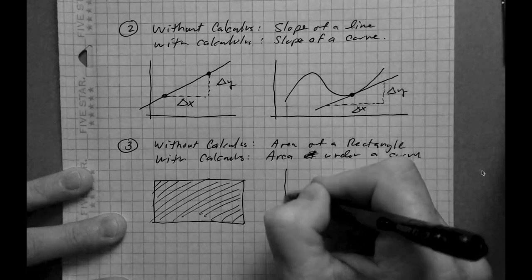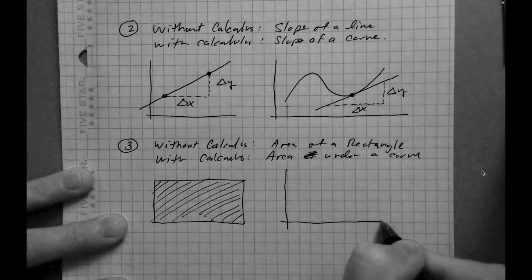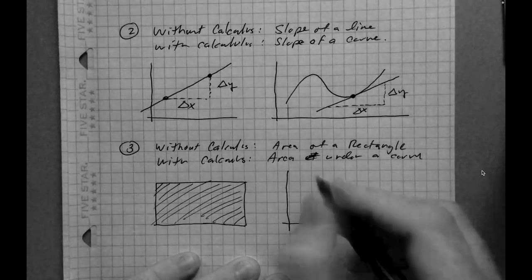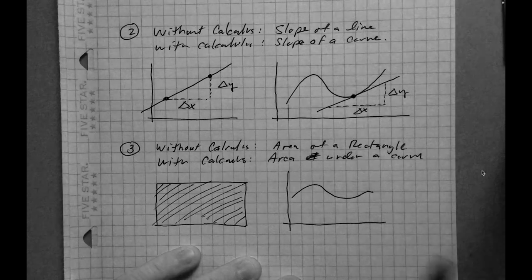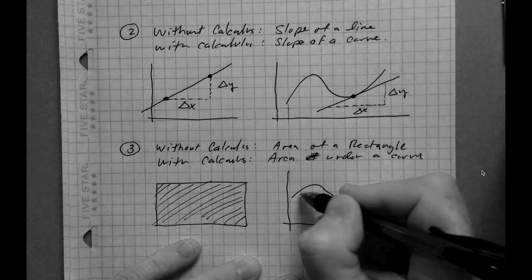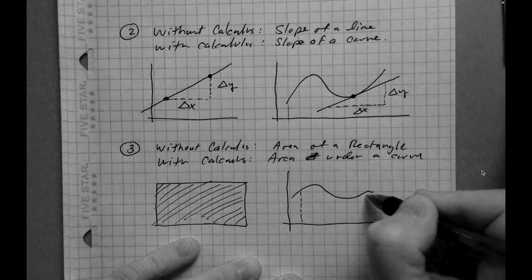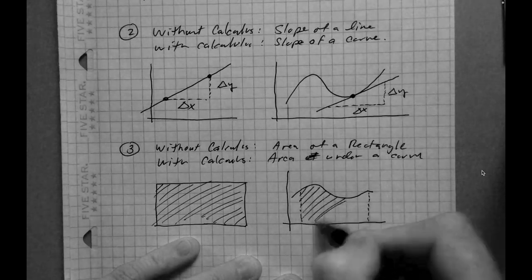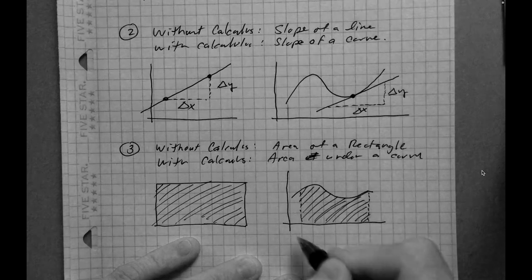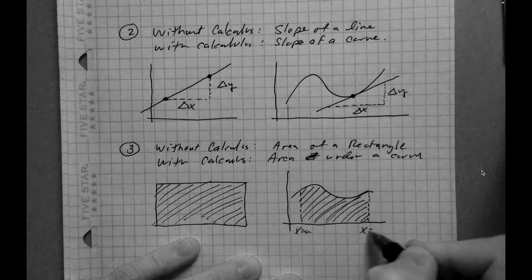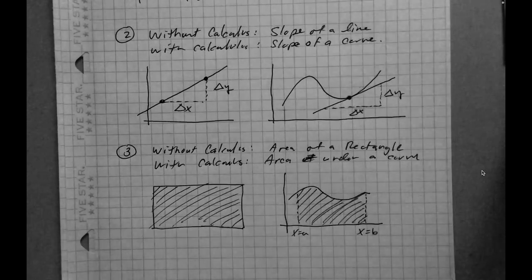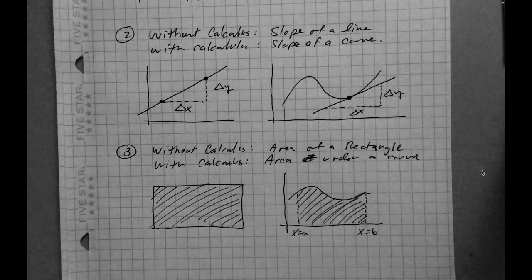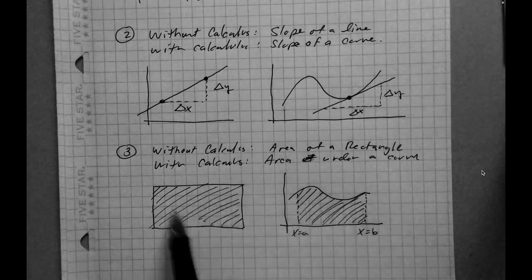Right, so just in a general sense, you can do things like this. Let's say I've got some function in the xy plane here, and I'm interested in the area under that function between two values of x. This would be x equals a and x equals b, for example.